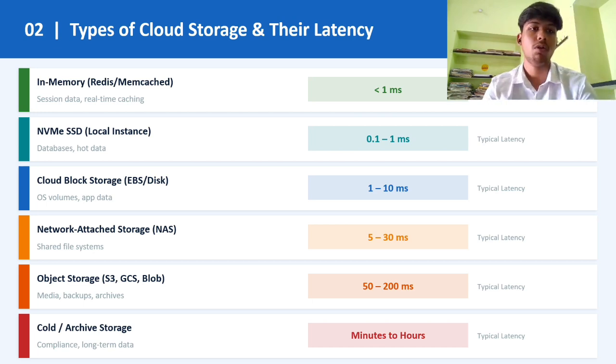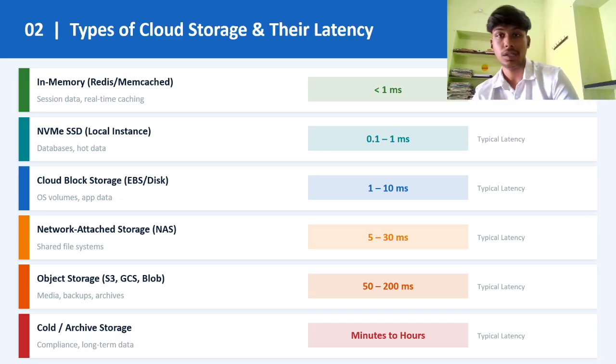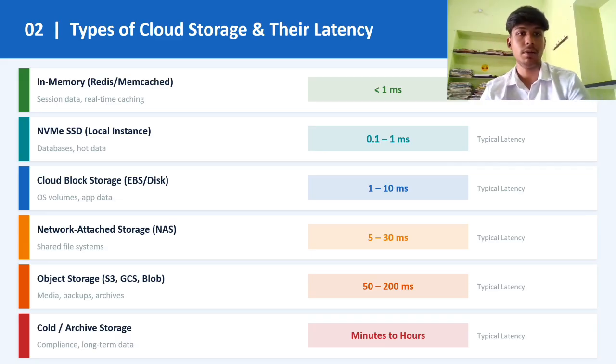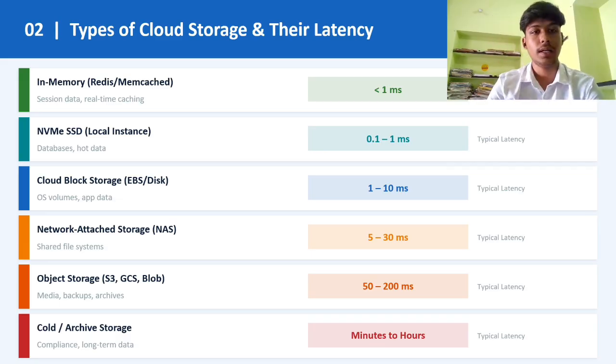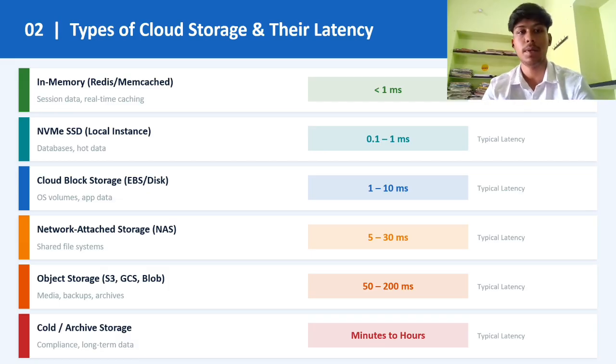The sixth one is the cold and archive storage. Latency here is not in milliseconds. It is minutes to hours. This is for data you almost never need to access: long-term compliance records, old backups, disaster recovery archives. Think of this like data stored in a warehouse in another city. You don't access it often, but it's very cheap to store.